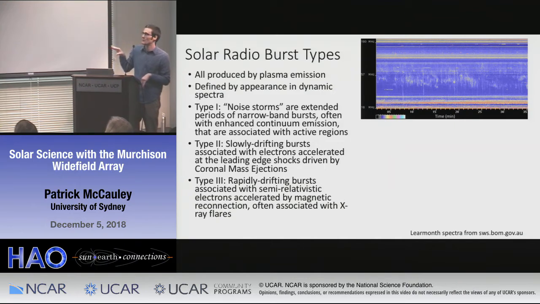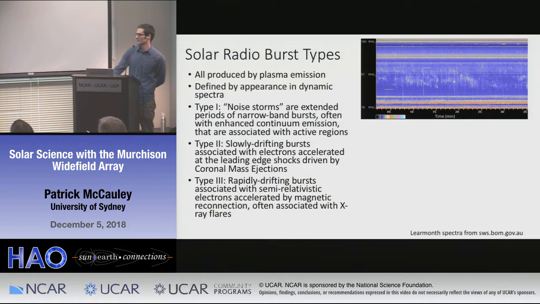So solar radio bursts are defined by how they appear in so-called dynamic spectra. This is sort of like the bread and butter of solar radio observations. You have time on the x-axis and then frequency on the y-axis. So all of these types were defined by how they appear in this representation before there were imaging observations available and before we really knew what the different types were associated with in terms of activity on the sun.